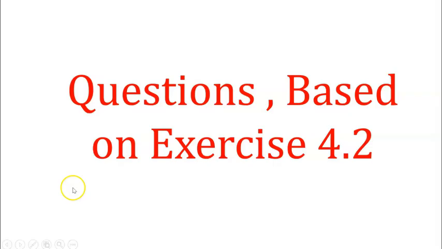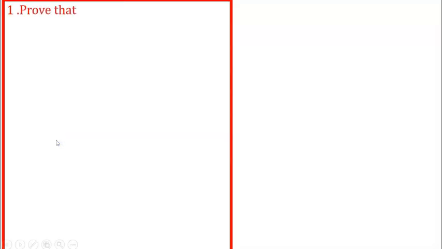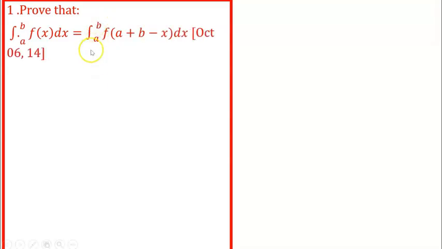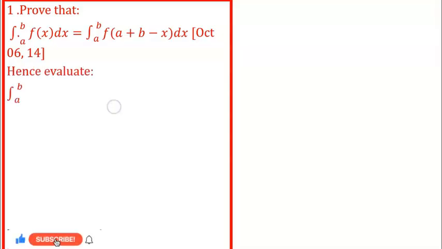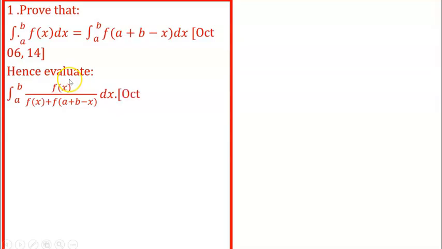Okay. Now next, we will discuss the questions based on exercise 4.2, which were asked in board examinations. First question. Prove that the integral a to b f of x dx is equal to the integral a to b f of a plus b minus x dx, asked in 2006 and 2014 examinations, and hence evaluate the integral a to b f of x upon f of x plus f of a plus b minus x dx. This question was asked in the 2014 examination.